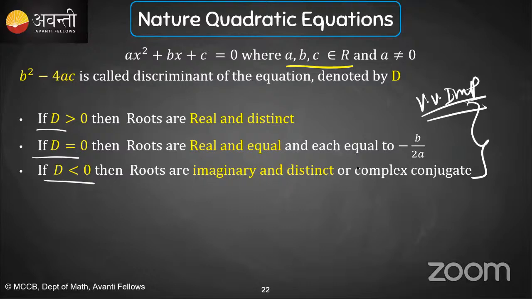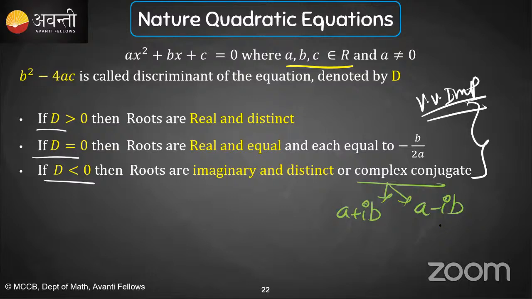And what does complex conjugate mean? What does complex conjugate mean? If one root is of the form a plus iota b, then the other root must be a minus iota b. Right? Yes or no?